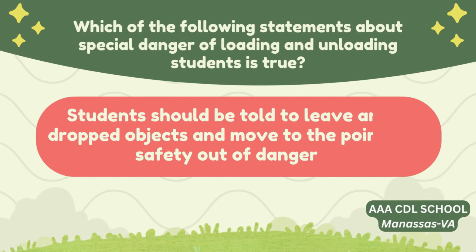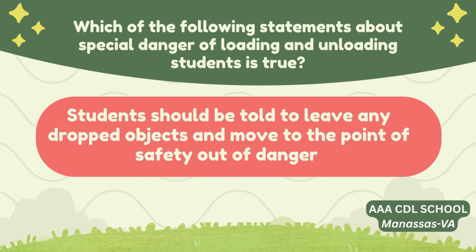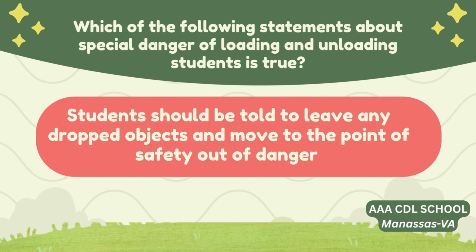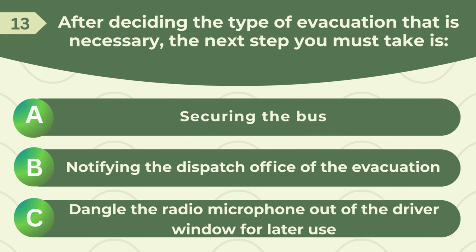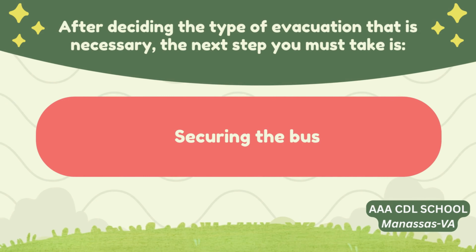Correct answer. Students should be told to leave any dropped objects and move to the point of safety out of danger. After deciding the type of evacuation that is necessary, the next step you must take is: A. Securing the bus. B. Notifying the dispatch office of the evacuation. C. Dangle the radio microphone out of the driver window for later use. Correct answer: securing the bus.